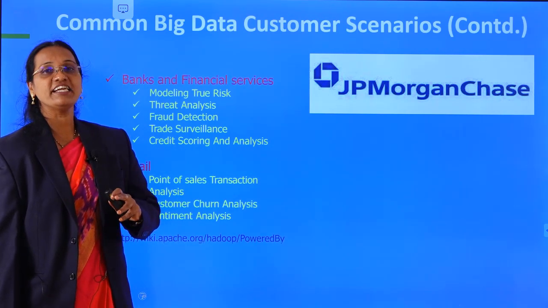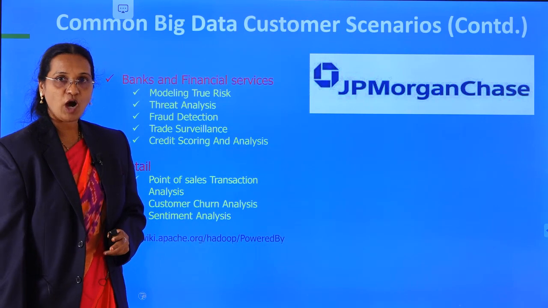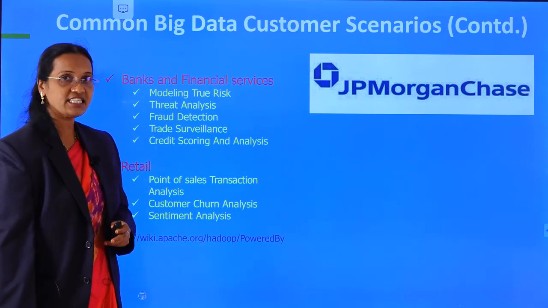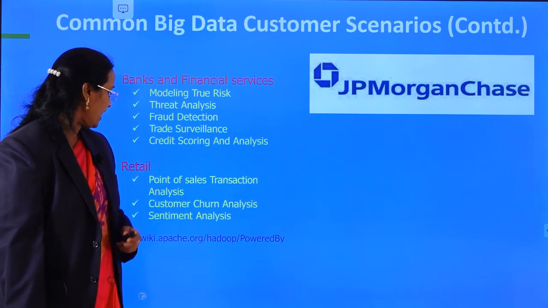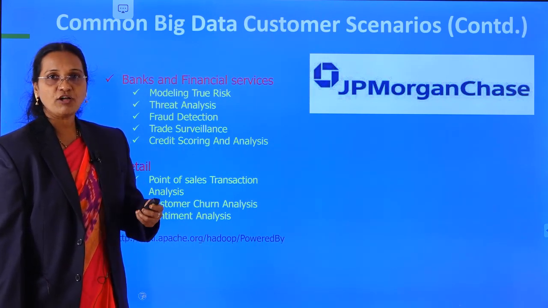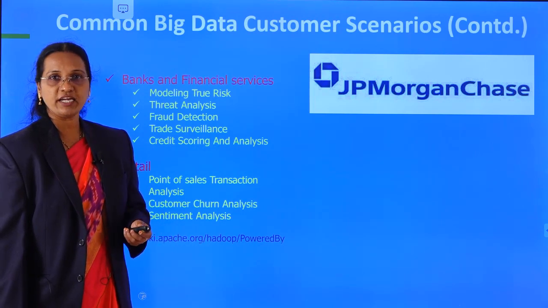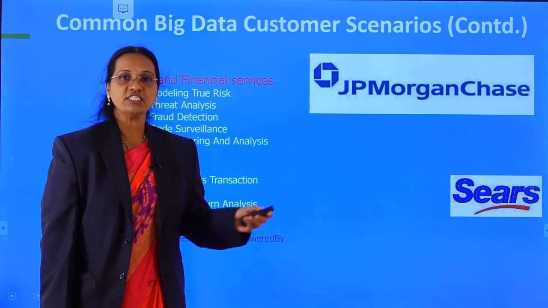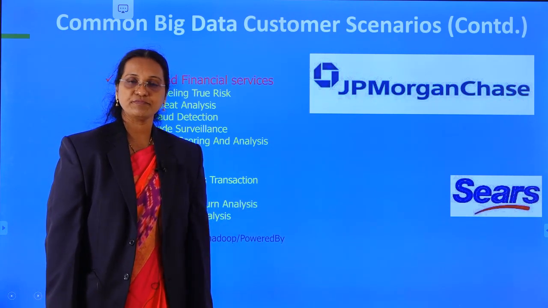Retail is generating large amounts of big data. How are they generating large amounts of big data? Through point of sales transaction analysis, customer churn analysis, sentiment analysis, etc. So with this also it is generating large amounts of big data, and Sears is the biggest company in the world which is generating large amounts of big data.